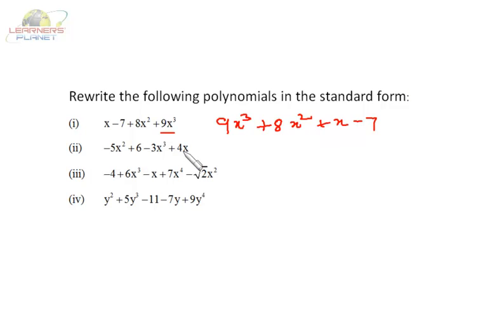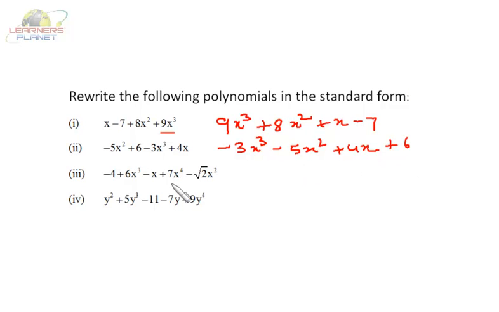Now similarly, let's try this. The term with the highest exponent of the variable is minus 3x cubed, then minus 5x square, then plus 4x and then plus 6. So highest power, then the second highest, third and the constant.